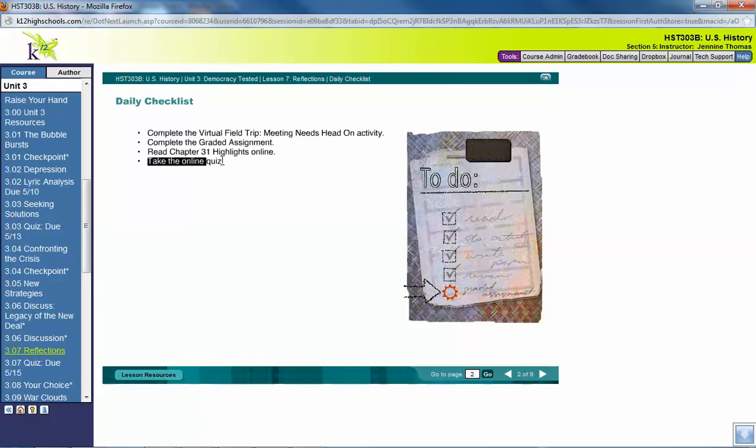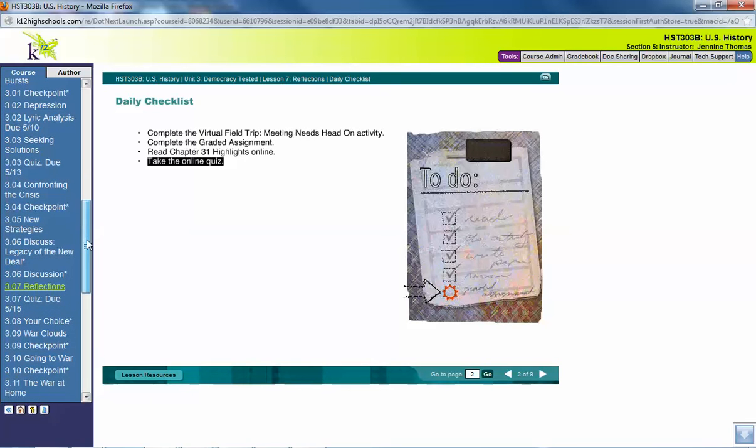There is an online quiz with this lesson. Once you're done going through the lesson slides, you've reviewed Chapter 31, done the virtual field trip, and done the online activity, you can go into the quiz and complete your quiz for today.